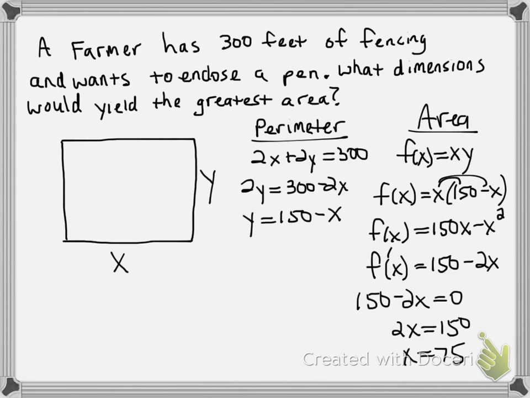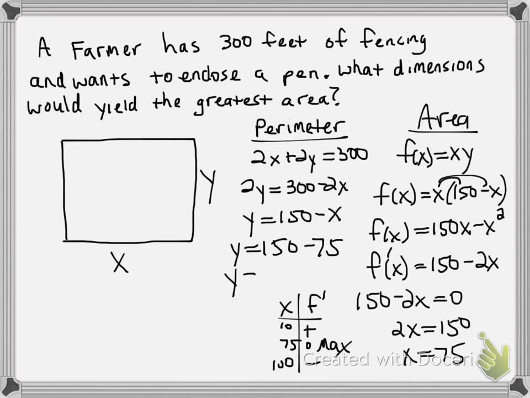Now, as always, I'm going to go ahead and check this out. So I'm going to use my little chart here. Here's 75. I know I get 0. I can use 10. I can use 100. If I plug 10 into my derivative, I get a positive number. 100 gets me negative. So this does, in fact, maximize it. So now we're going to go ahead and plug that in there. I get 150 minus 75. So I end up getting y is also equal to 75.